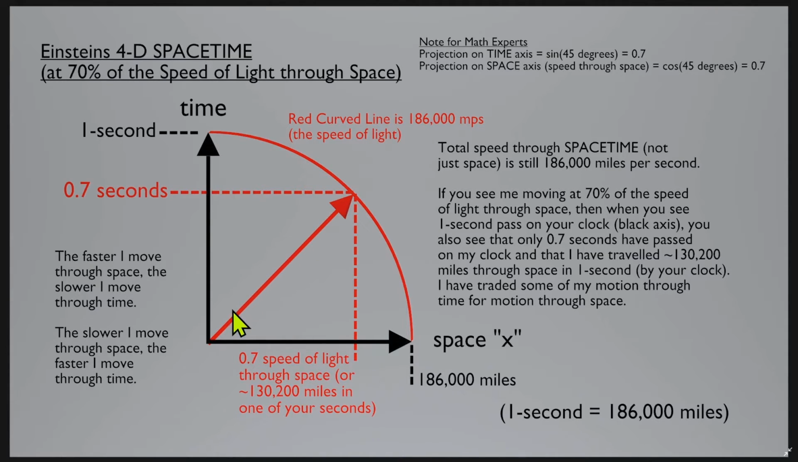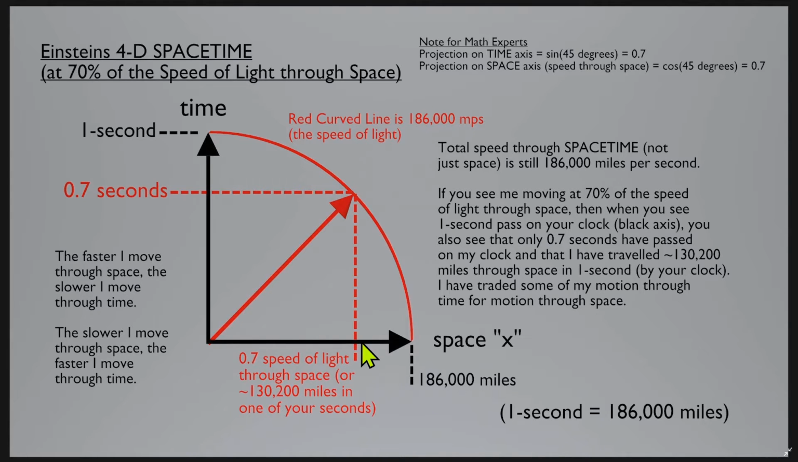But because I am now moving at 70% the speed of light, the vector has rotated to about a 45-degree angle. And at a 45-degree angle, if we take my space-time vector and we project it on your space axis, when you look at me, you see on your space axis the projection of my vector, which shows me going 70% the speed of light through space. Okay?